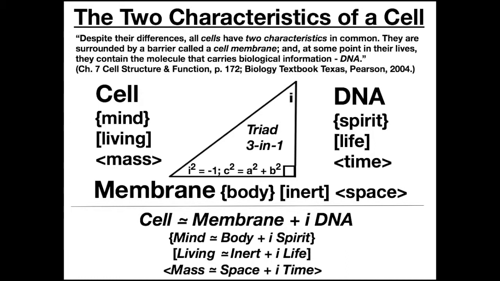On the vertical imaginary axis, corresponding to the spirit, life, and time, we place the DNA. On the horizontal real axis, corresponding to the body, the inert, and space, we place the membrane. And on the hypotenuse, corresponding to the mind, the living, and mass, we place the cell. Underneath the line, we break it up into real and imaginary components. In other words, the cell is the real component, membrane, and the imaginary, the DNA, and likewise, mind, body, spirit; living, the inert, and life; and finally, mass, where the real component is space and the imaginary is time.